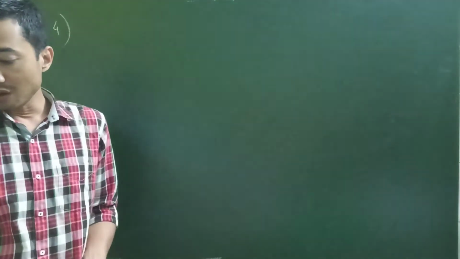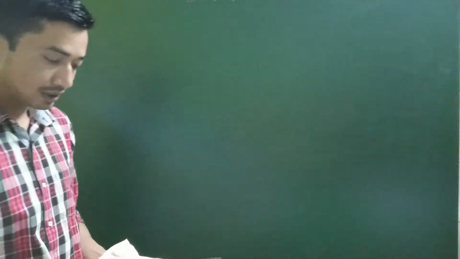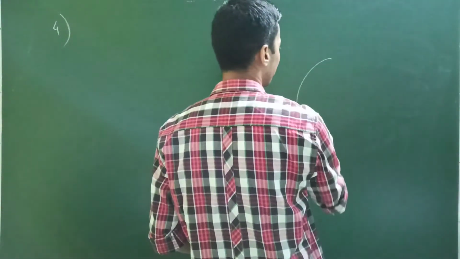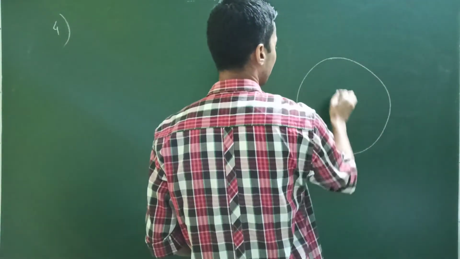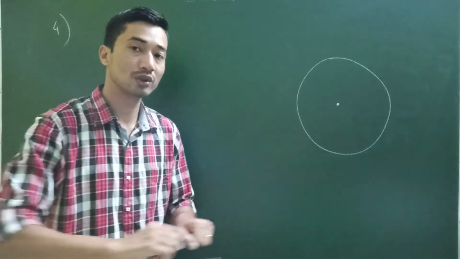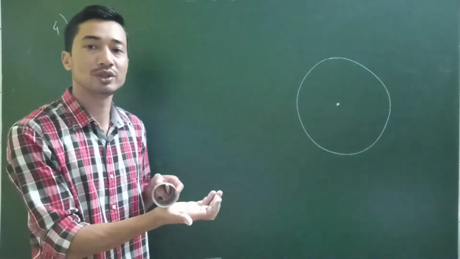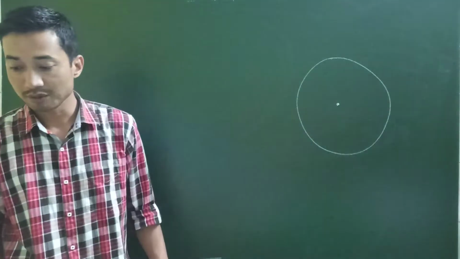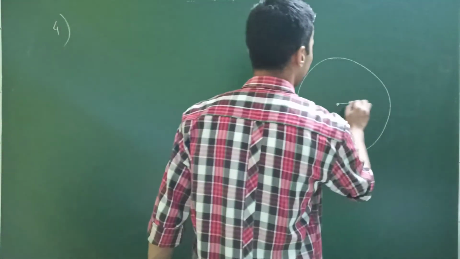The diameter of a roller is 84 centimeter. Roller, I hope all of us know, especially you may have seen it in football grounds or cricket grounds, where we use a roller, something like this, to level the ground, right? The diameter of a roller is 84 centimeter.